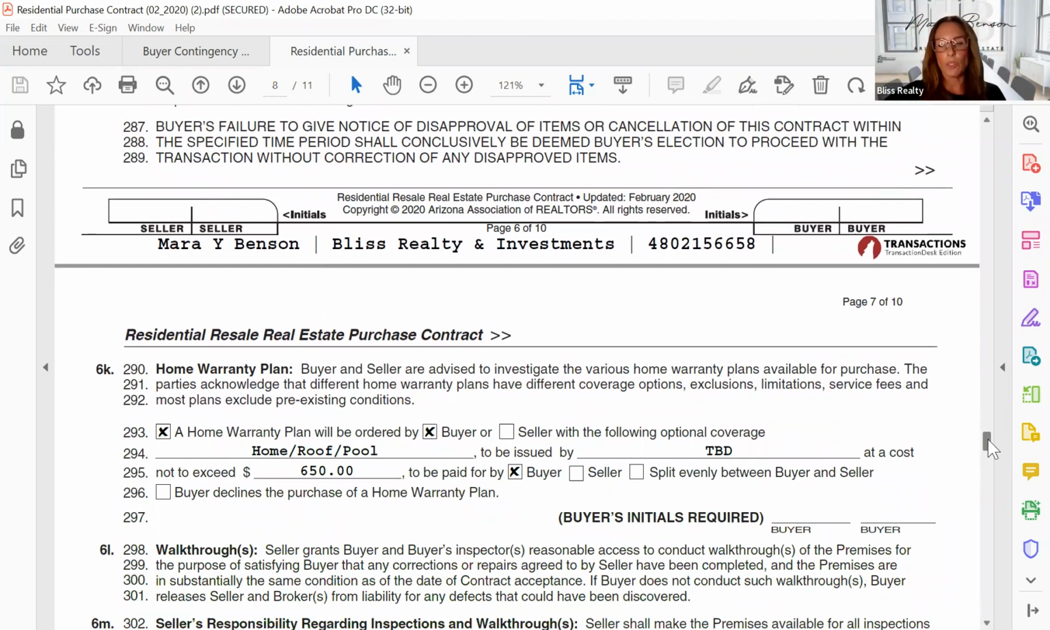Home warranty, I wish this wasn't even in here, but it is. And at this time, I always tell my buyer, I'm sorry, but we have to decide if we want a home warranty and who's going to pay for it, buyer or seller. And this is a negotiation piece. It can make or break a deal. And honestly, someone can go buy a home warranty whenever they want. I don't have one on my house. I can go call and pick one up right now.